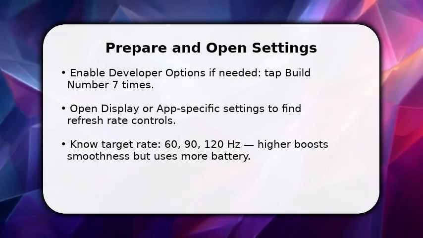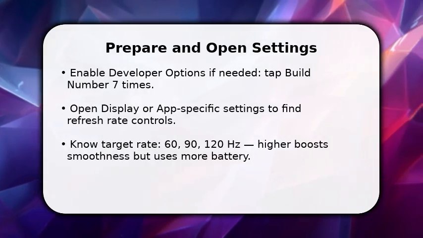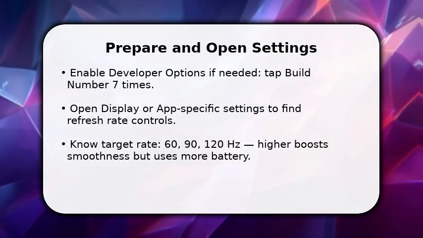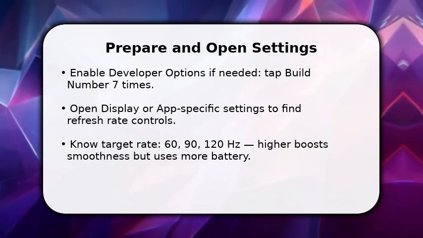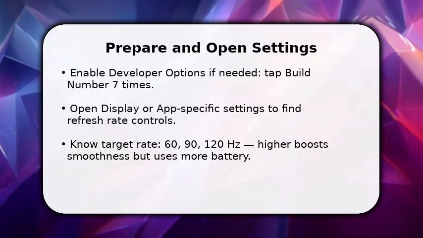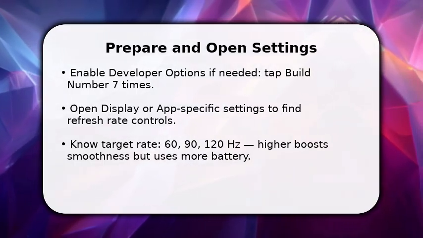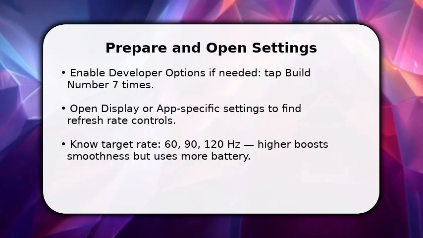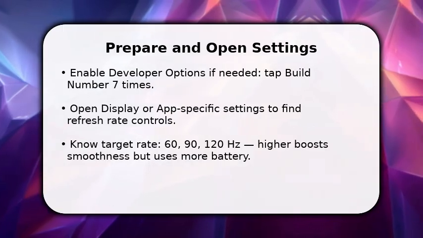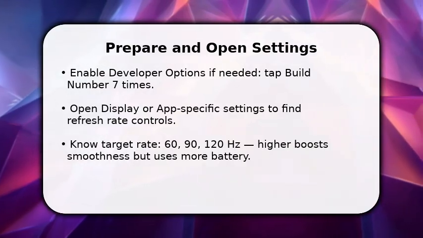You start by opening Settings and going straight to Display or Developer Options. This gets you where Refresh controls live. Once in Developer Options, enable the toggle so you can access advanced display controls. Make sure you know the rate you want, 60, 90, or 120 Hz, because that choice balances smoothness versus battery drain. Also check whether the specific app has an in-app refresh setting, since some apps override system values.